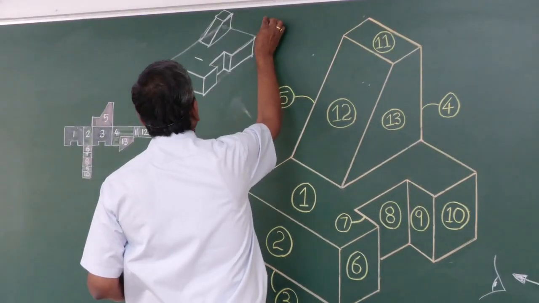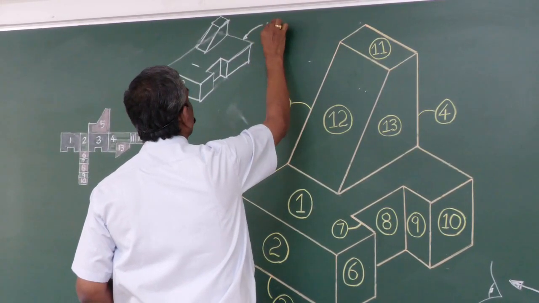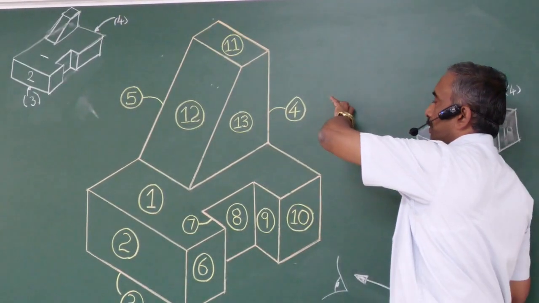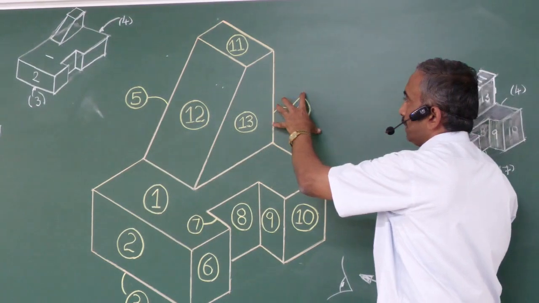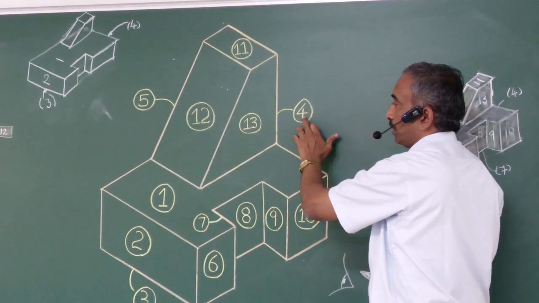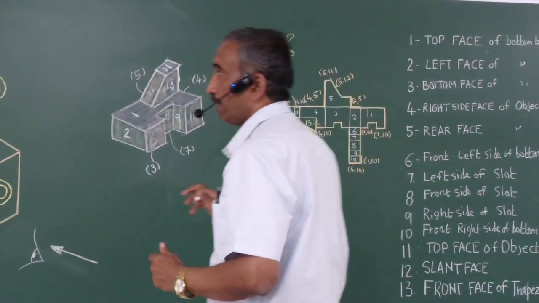Again I'll be marking it here in the drawing that I made now. So the right side of this object is called face 4. I have given the name right side face of the object.